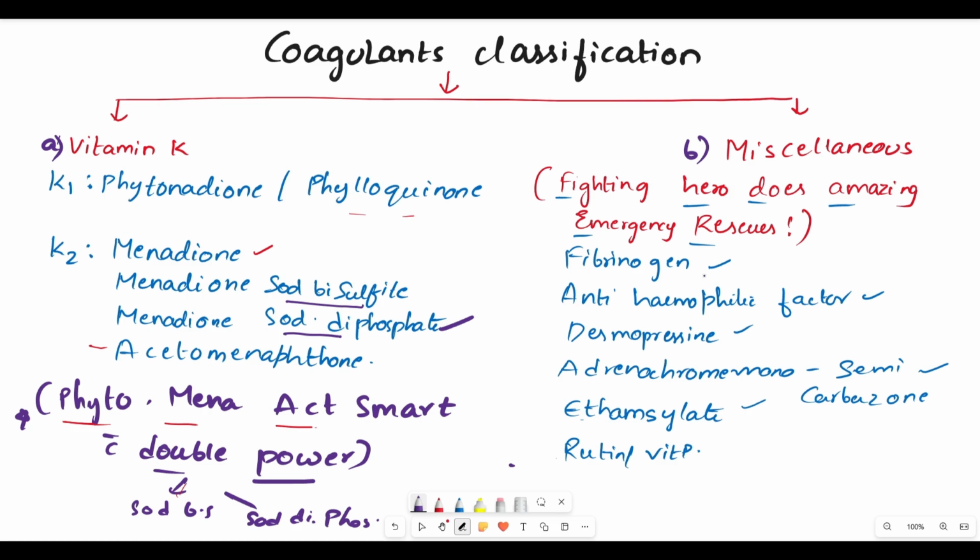Now coming to the second class, that is miscellaneous. So in the miscellaneous class, just remember one sentence, that is fighting hero does amazing emergency rescues. So where F means it is fibrinogen, H means it is anti-hemophilic factor, D means it is desmopressin, A means it is adrenochrome monosemicarbazone, E means it is ethamsylate, and R means rutin, which is also called vitamin P. So that is all about the complete classification of coagulants.